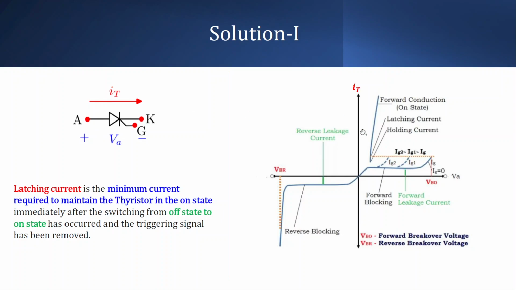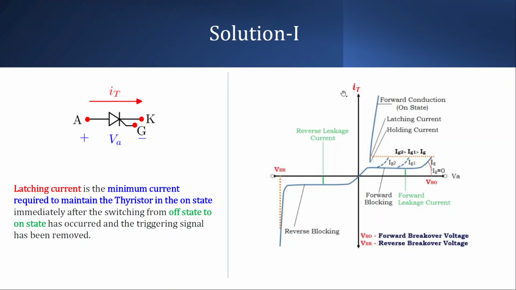Before going to the VI characteristics, first let us talk a bit about latching current. As you already know, this is the circuit symbol for a thyristor or SCR, that is, silicon controlled rectifier. This is the anode terminal, this is the cathode terminal, this is the gate terminal, and the current through it is indicated by IT.